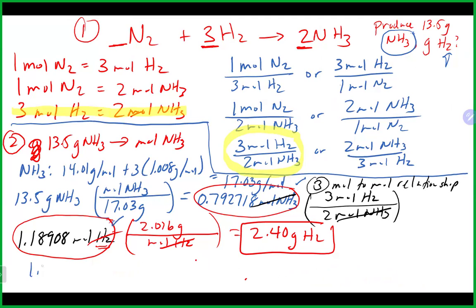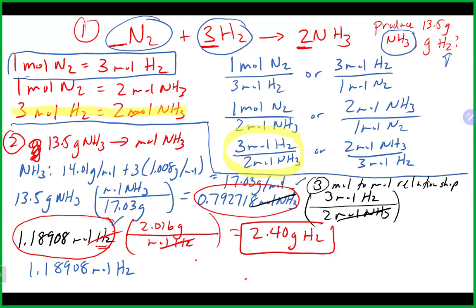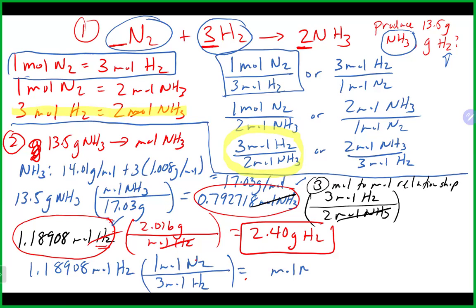If I did it from here at the 1.18908 moles of H2, I would then need the relationship between these two guys, and those two guys is right here. In this case, I would need to use the conversion factor on the left here to get rid of my H2. You would do the 3 moles of H2, the 1 mole of N2, and that would give you moles of N2. If you wanted grams, you then could do the molar mass of N2, which would be 2 times 14.01 grams of N2. So you could actually pick it up in 2 places.